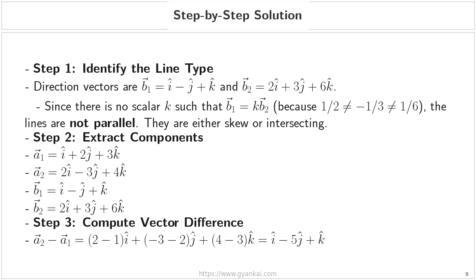Finally, for step 3, we compute the vector difference. We need to find the vector connecting our 2 points, which is vector A2 minus vector A1. We subtract the components of the first vector from the second, 2 minus 1 for the i component, negative 3 minus 2 for the j component, and 4 minus 3 for the k component. This leaves us with a resulting displacement vector of i minus 5j plus k. We'll use this specific vector in the very next step to apply our formula.